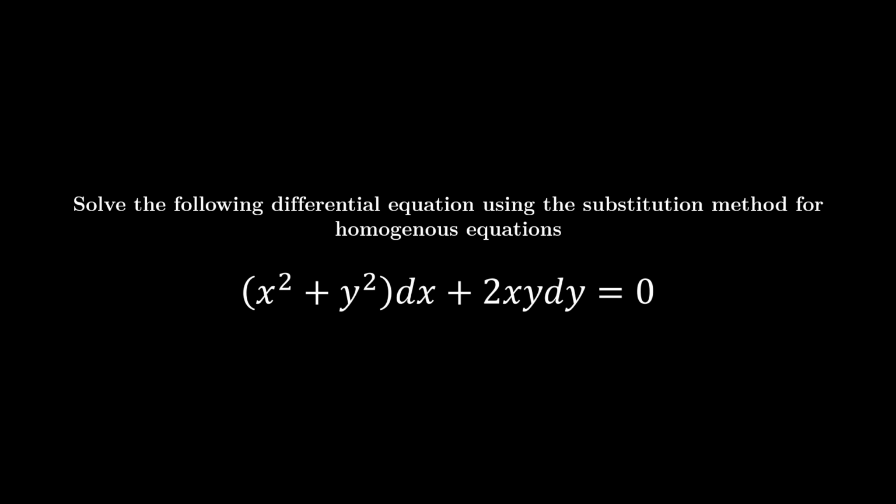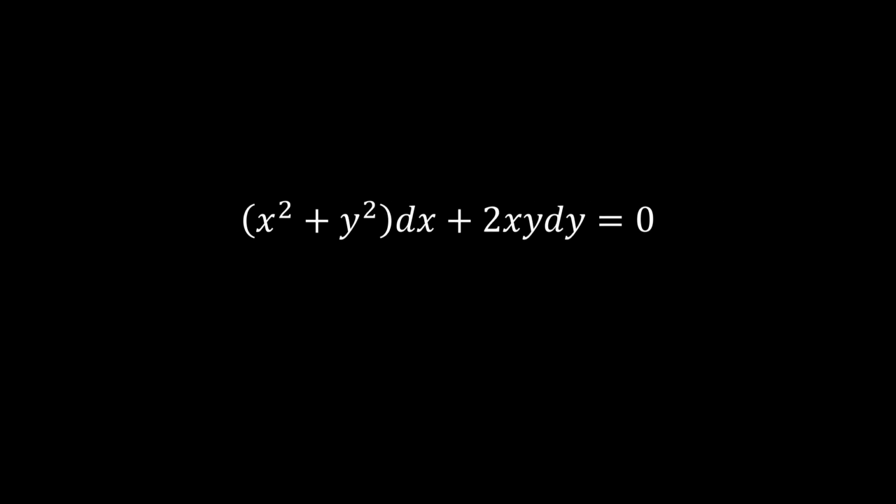Hello everyone, welcome. For this problem, we were asked to solve the following differential equation using the substitution method for homogeneous equations. The quantity x squared plus y squared times dx plus 2xy times dy is equal to 0. Before getting into the solution procedure, we want to discuss what it means for a differential equation to be homogeneous. A homogeneous differential equation satisfies the following test for homogeneity.